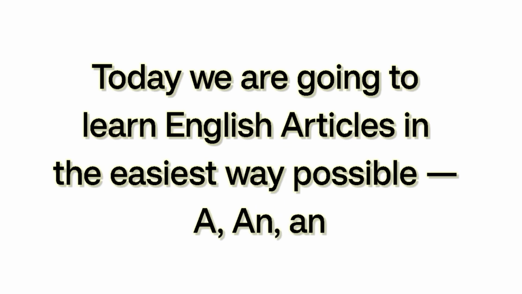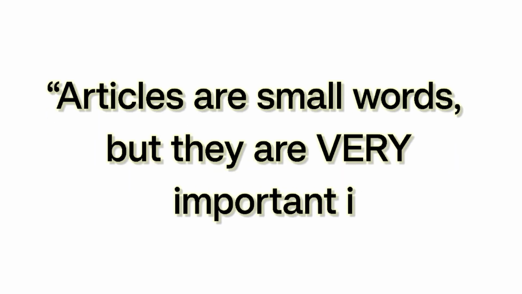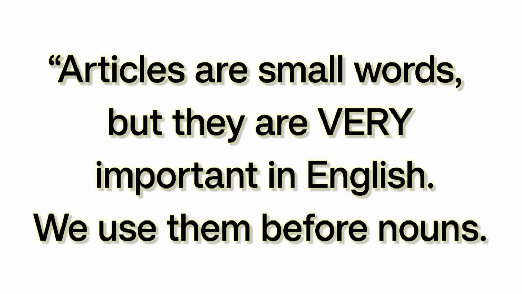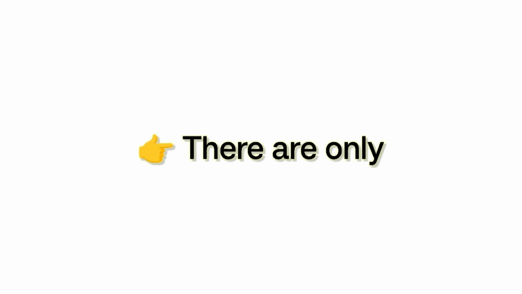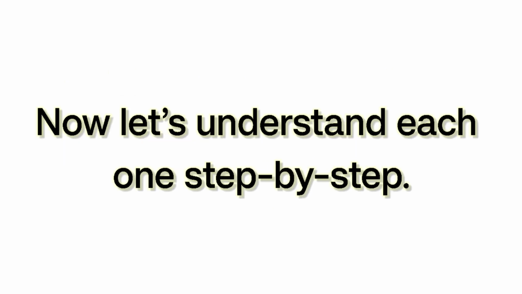Today we are going to learn English articles in the easiest way possible: a, an, and the, with simple tricks and examples. What are articles? Articles are small words, but they are very important in English. We use them before nouns. There are only 3 articles: a, an, the. Now, let's understand each one step by step.